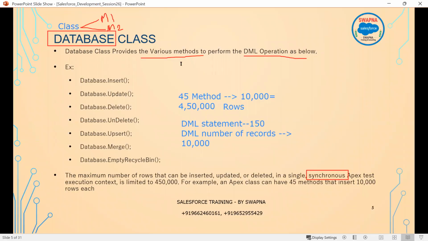Right, so the Database class has 45 methods. In case you have the total limit of the records, the rows that you can insert, update, delete, upsert, merge, whatever you are doing, all of those will be counted together as 450,000.